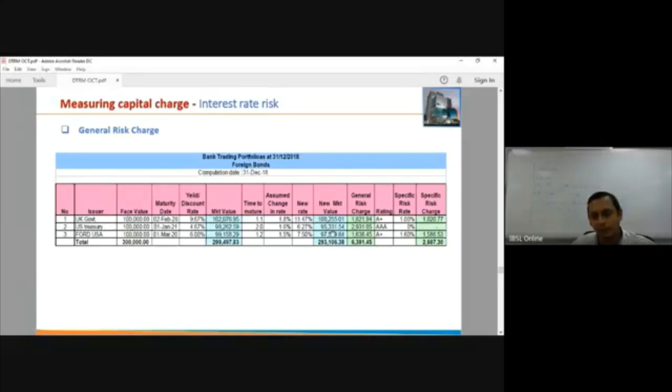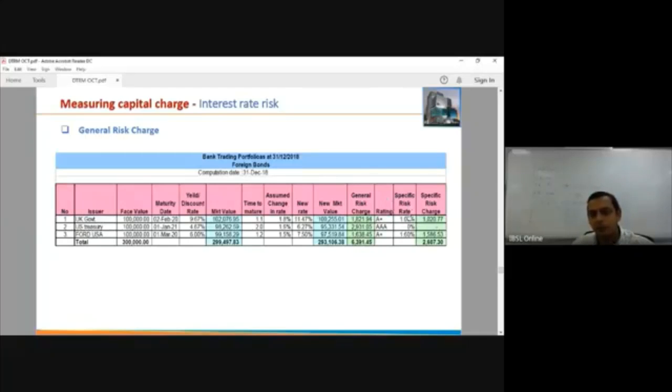And again, you have to compute your market value using the new market rate. So now you have the original market value and the new market value. The general risk is the difference between the two market values, the original and the new market value. So for each instrument, you get the general risk charge.